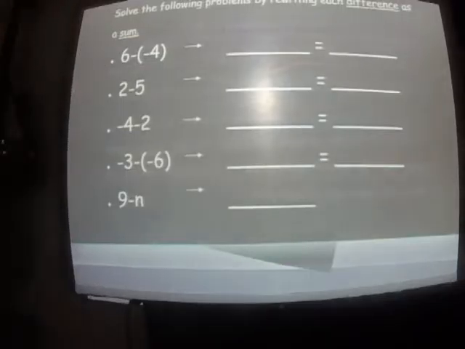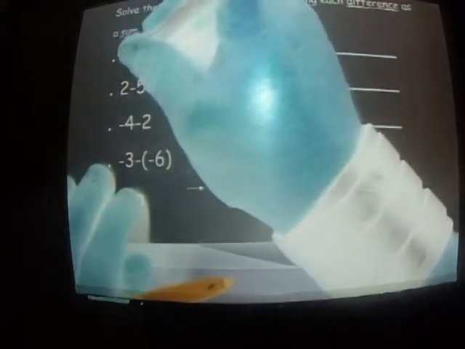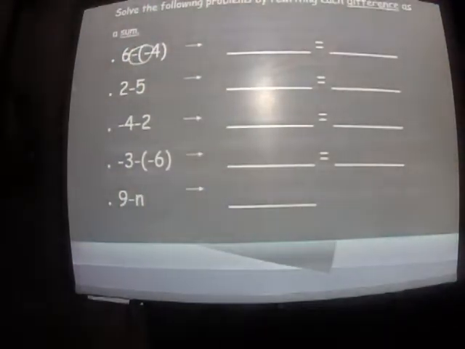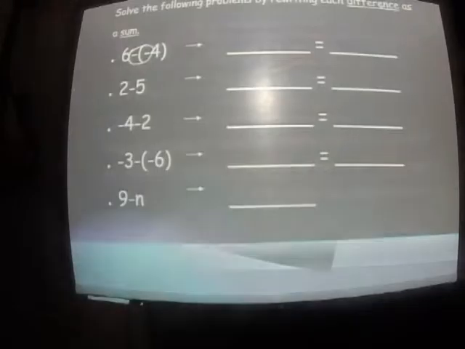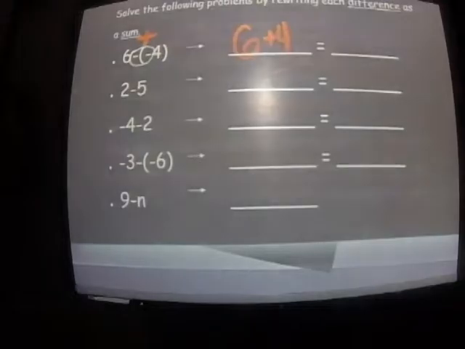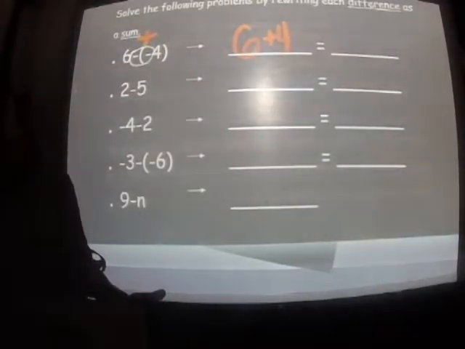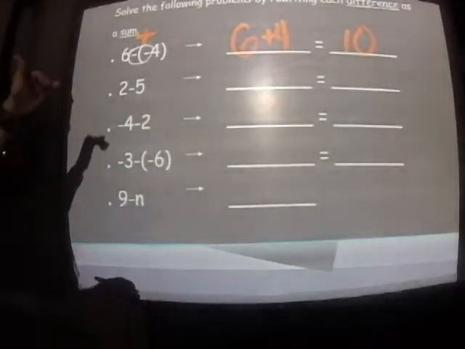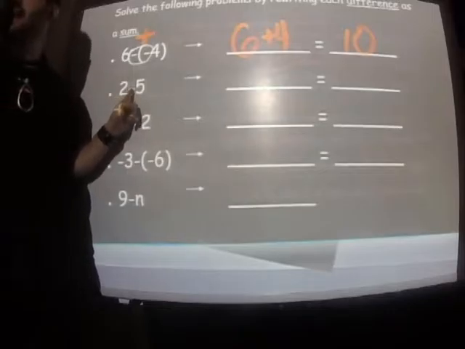First one, 6 minus negative 4. 6 plus 4. Notice, anytime you've got minus negative, this is easy. Just turn the minus negative into a plus. So it's just 6 plus 4. And for the fun of it, what is 6 plus 4? 10. Pretty easy.